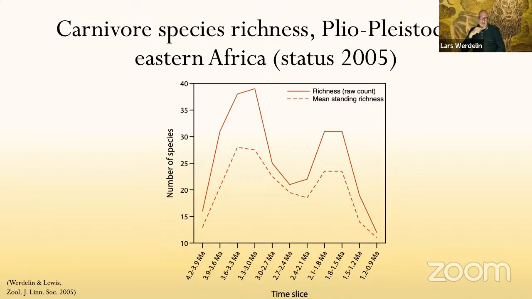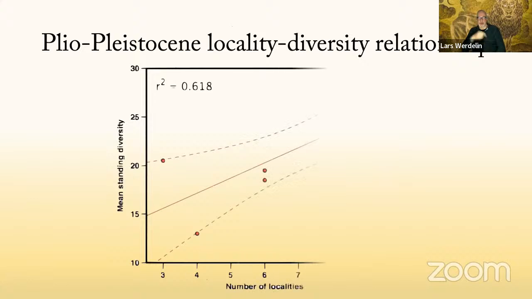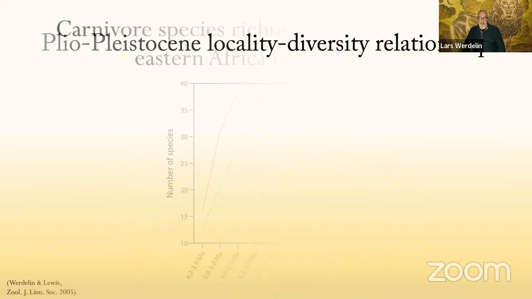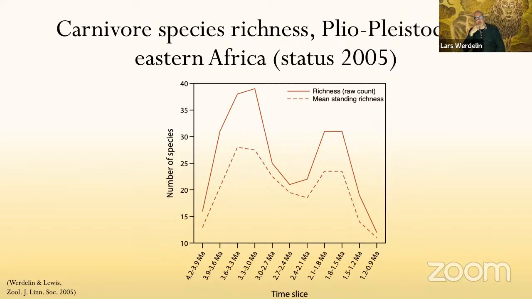When we think about sampling, and I will move on to the next slide, if we look at the number of localities sampled versus mean standing diversity, you can see that there's a strong correlation. So this obviously means that the data shown in this figure are biased by sampling.